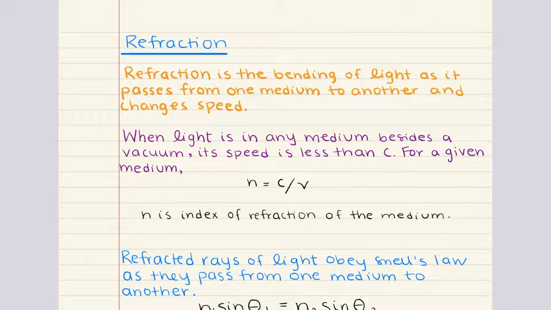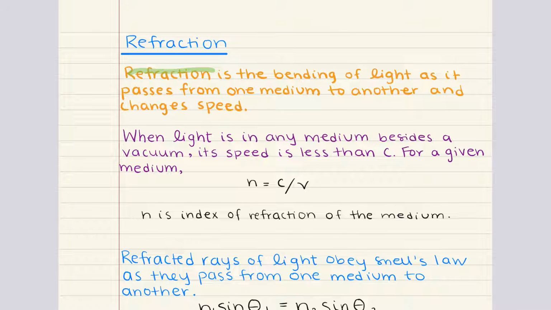Today we're going to continue our lecture on light and optics, and we're going to start with discussing refraction. Refraction is the bending of light as it passes from one medium to another and changes speed. This change in speed occurs because light travels at different velocities in different media.